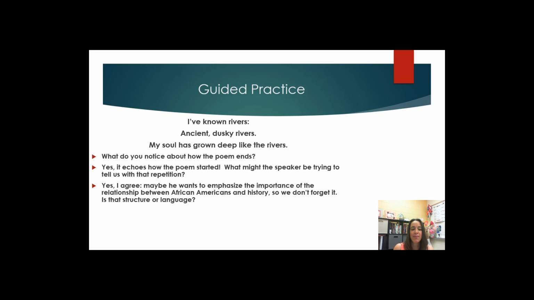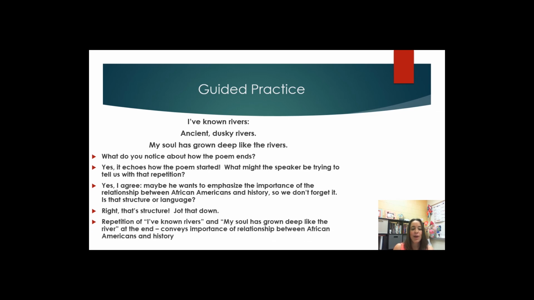I agree. Maybe he wants to emphasize the importance of the relationship between African Americans and history, so we don't forget it. Is that structure or language? Right, that's structure. Jot that down. Repetition of I've known rivers and my soul has grown deep like the river at the end conveys importance of relationship between African Americans and history.